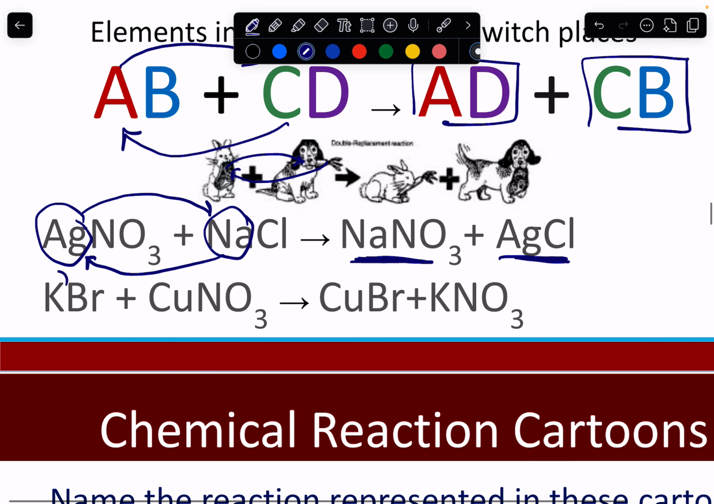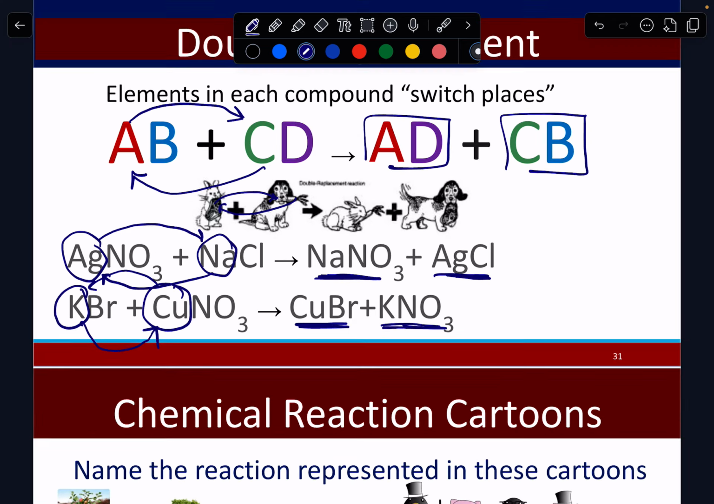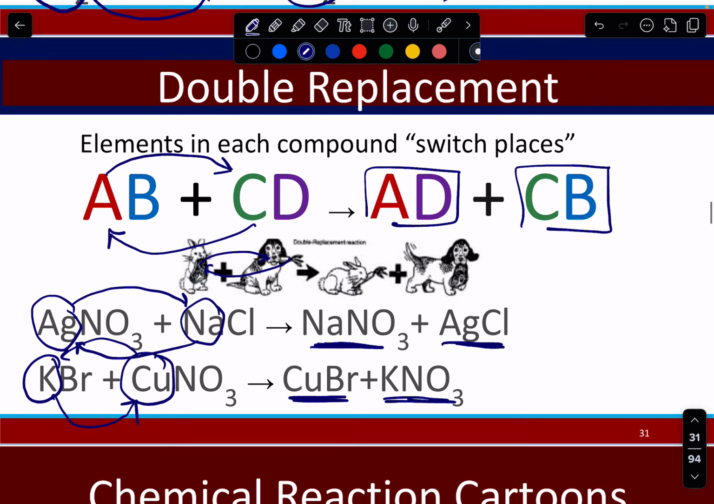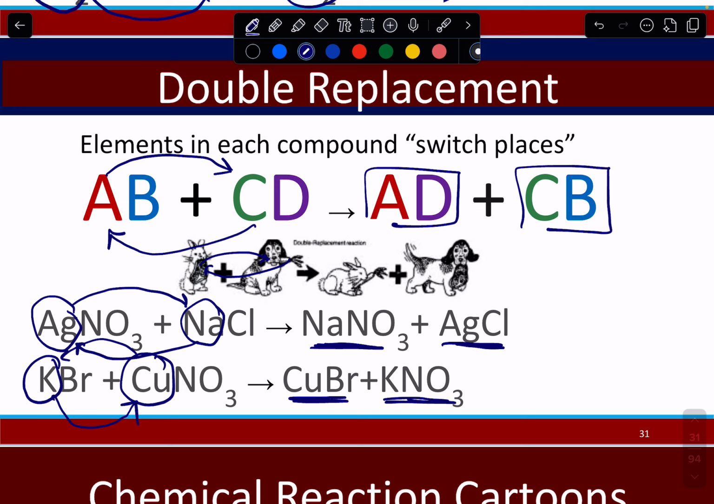And then potassium bromide and copper nitrate. The copper, again, that's the positive one, is going to want to swap places with the other positive one. So now potassium is going to be with the nitrate, and copper is going to be dancing with the bromine, right? So that is the key idea. We had synthesis, decomposition, combustion, single replacement, and double replacement.